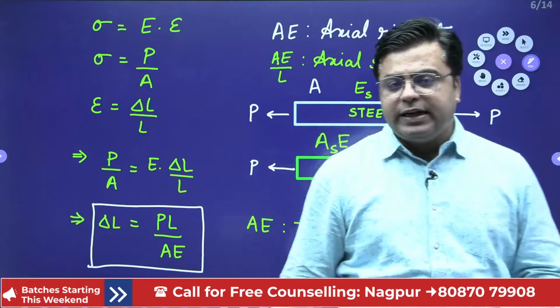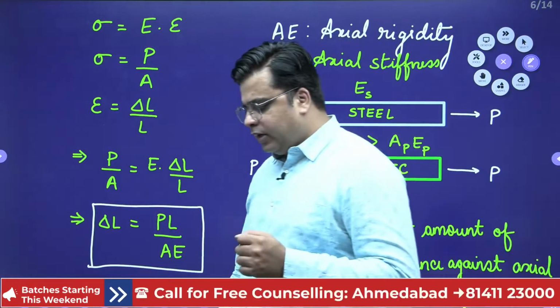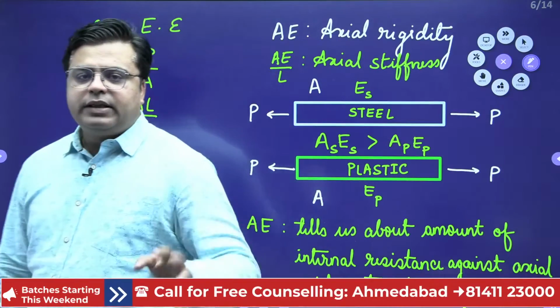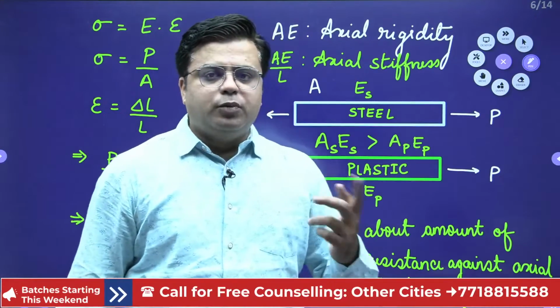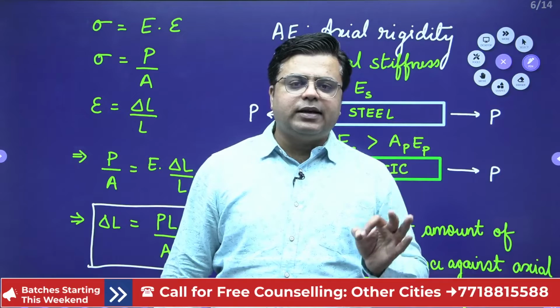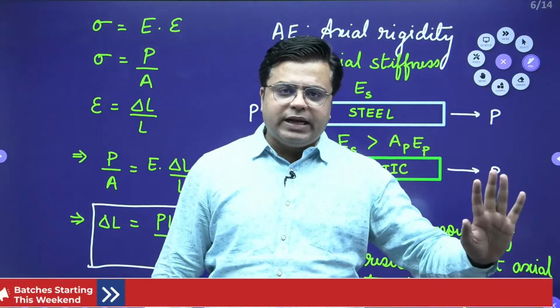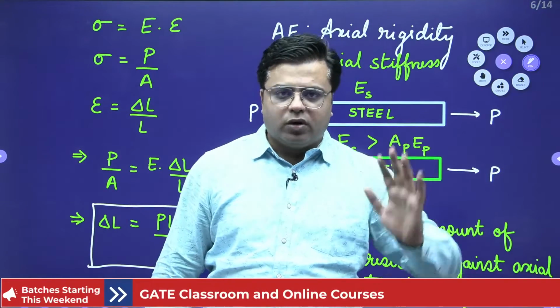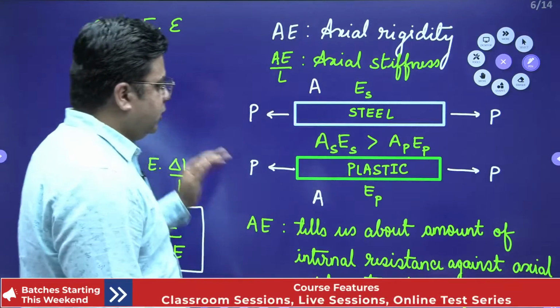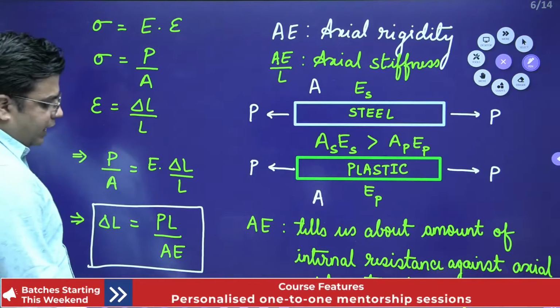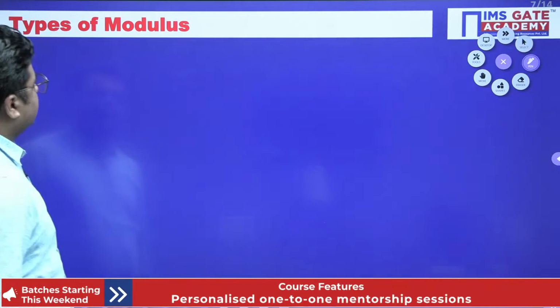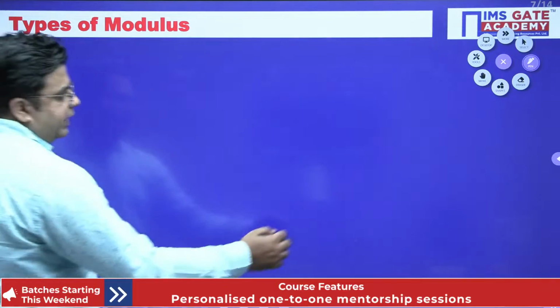If a statement comes in the examination that two bars are given with their axial rigidities, and you need to compare which bar is stronger, you can directly say that whichever bar has more axial rigidity will be stronger. So this is all about the first law, Hooke's law, for axial rigidity. Okay, now moving on to our next topic.